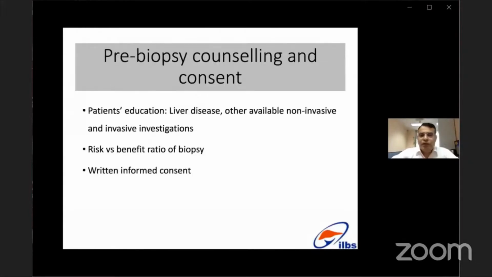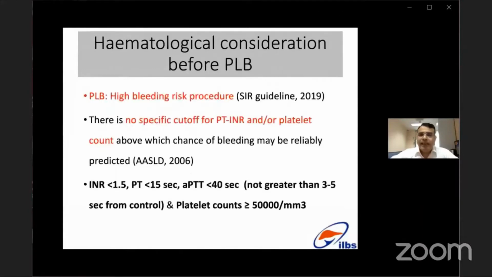The first and foremost is pre-biopsy counseling, consent, and the patient's education. The patient should be told about the liver disease and other available non-invasive and invasive options. The patient has all the rights to know about all such things. Then we need to explain the risk versus benefit ratio of the biopsy, as well as obtain a written informed consent. These are very important before getting a biopsy done.